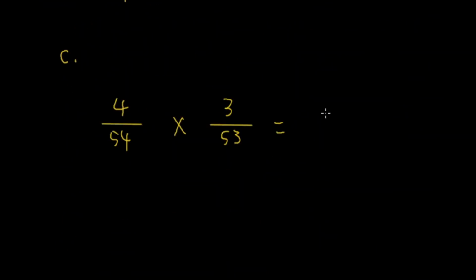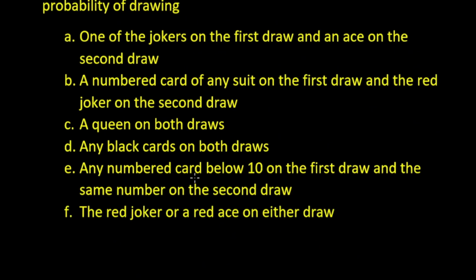And that would be 12 over 2,862, and that's approximately equal to 0.42%. Okay. Now, that is situation C. Now, look at part D.